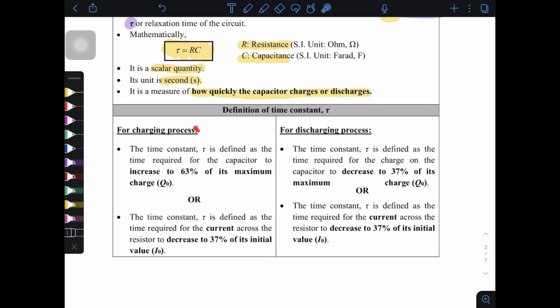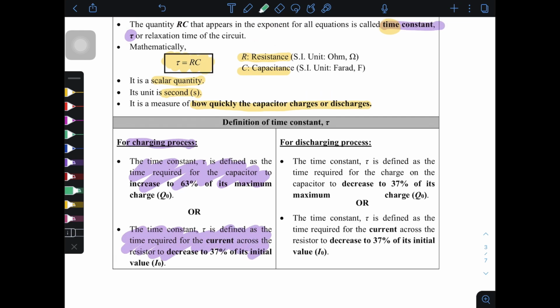Okay, for the first one, for the charging process, tau is defined as the time required for the capacitor to increase to 63% of its maximum charge, or tau for the charging process is defined as the time required for the current across the resistor to decrease to 37% of its initial value. So these are the definitions for charging. You have to memorize this because it might be asked in your Paper 1.